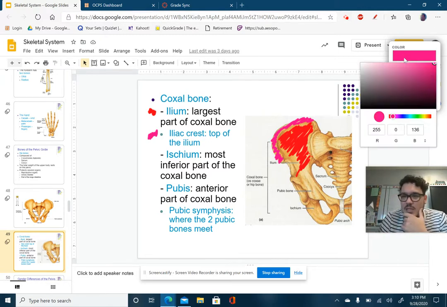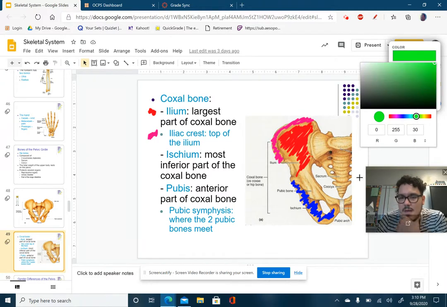Next, we have the ischium. Let's use a different color for the ischium. So the ischium is going to be the most inferior part of the hip. So as you can tell, that's going to be all of this and all the way up to here too. The major purpose of it is also going to be for connecting the femur to this structure.